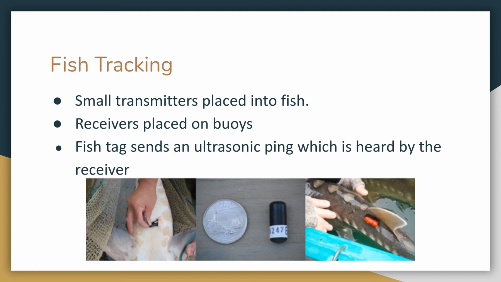Ultrasonic tags are used on fish instead of radio waves because, as mentioned before, ultrasonic waves are not stopped by water, so this allows the range for the fish to be detected to be upwards of 1 kilometer rather than a couple feet from radio waves.